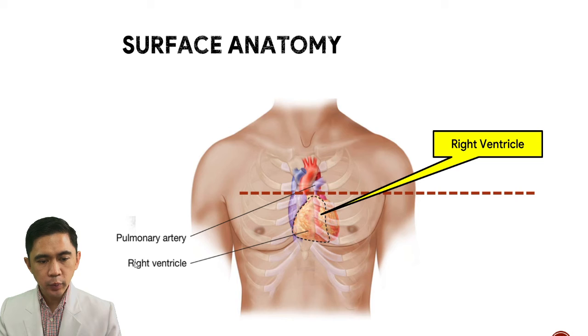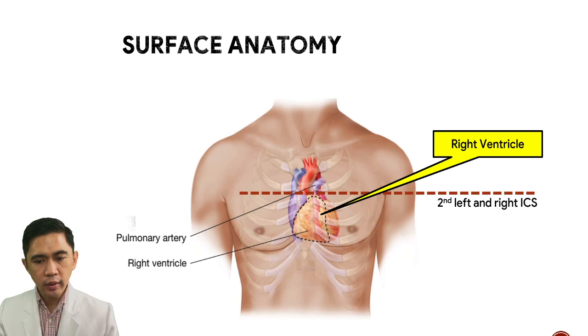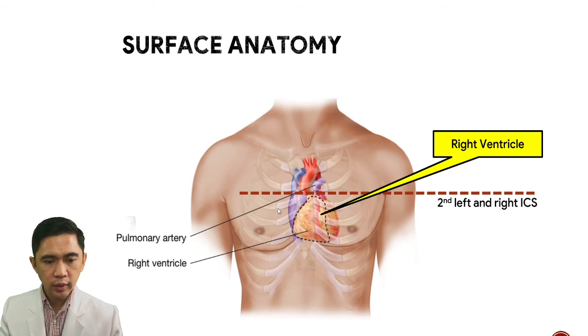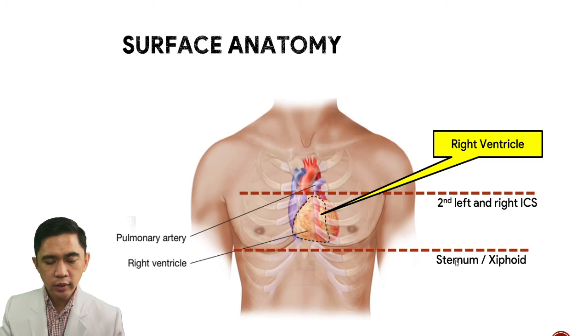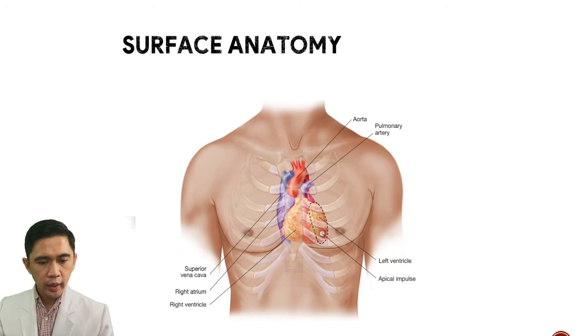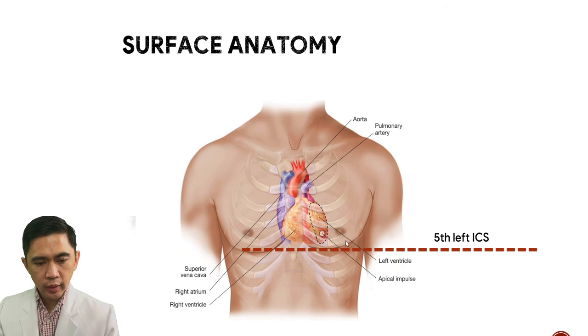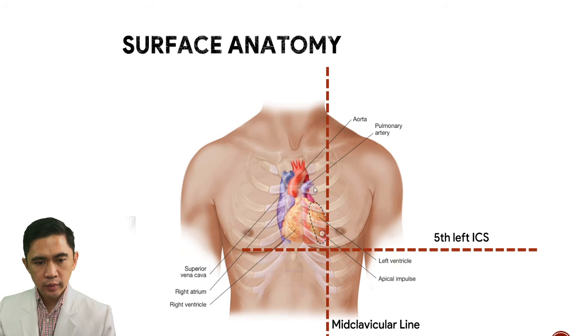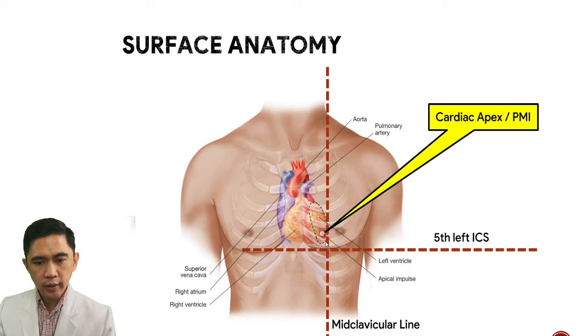The heart itself is situated below the line of the second left and right intercostal space, so between the two costal cartilages. So intercostal space, draw a line over there. The heart is found below that and just above the sternal xiphoid junction. And if we draw a line in the fifth intercostal space as well as the mid-clavicular line, the middle of the clavicle, this is where we will appreciate the cardiac apex or the point of maximal impulse.